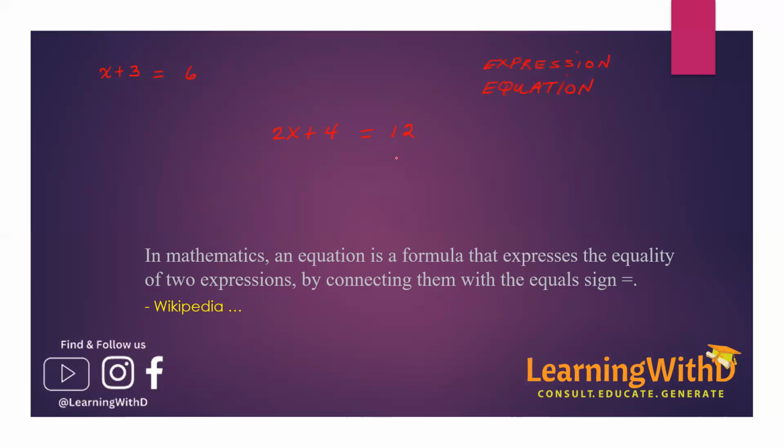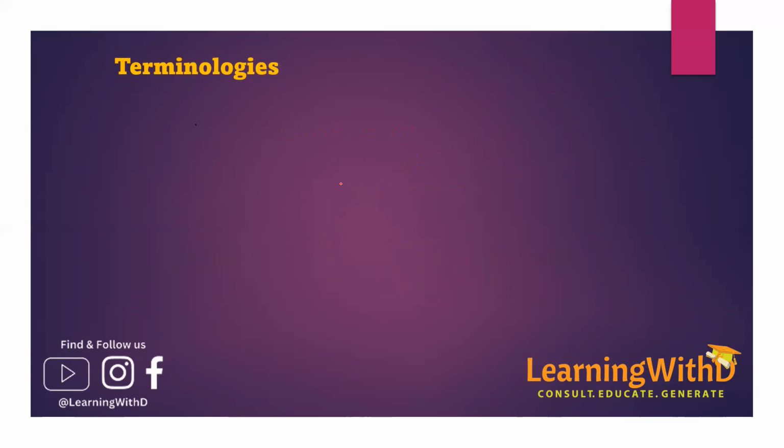So over here, where the 12 is, we call it the RHS. And what that really means is the right-hand side of the equation. So you can imagine over here, the left-hand side of the equation. So RHS and LHS, you've been introduced. Let's talk about some more terminologies.